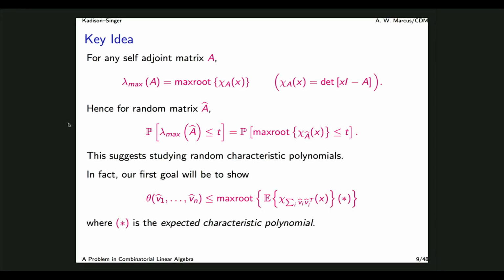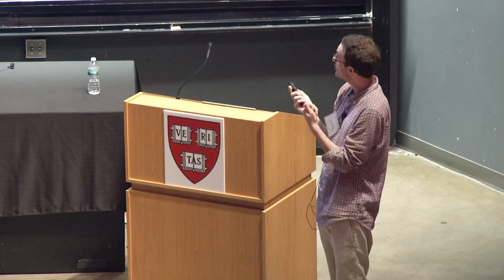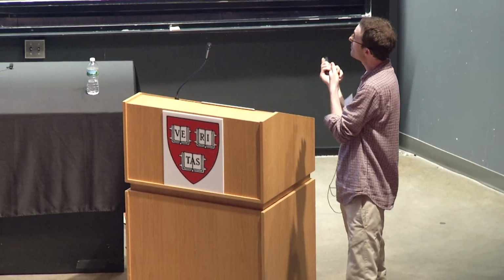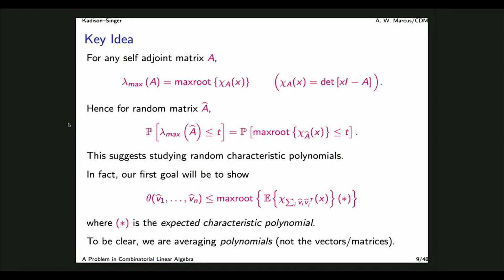In fact, our first goal will be to show what Nikhil had mentioned, that this theta of v1 through vn is less than or equal to the maximum root of the expected characteristic polynomial of the sum of the outer products. And just to be clear, because people sometimes have a double take, we're averaging the polynomials, not the vectors or the matrices. Each collection of vectors is going to give us a matrix. Each matrix is going to give us a polynomial, and then we're going to average those polynomials.